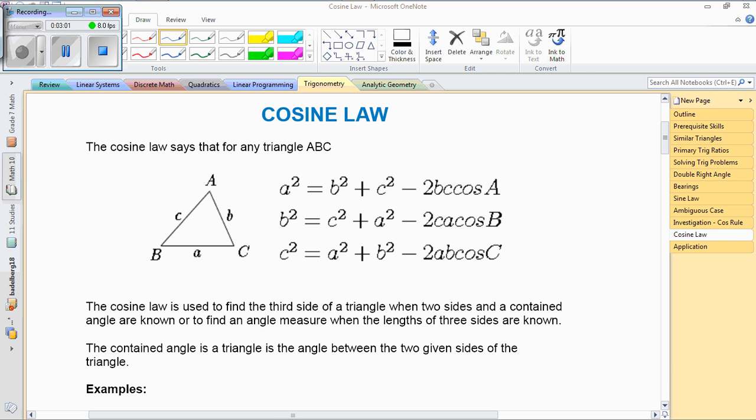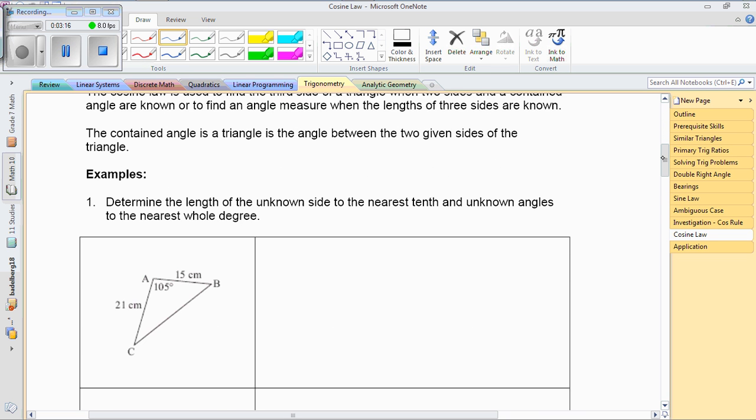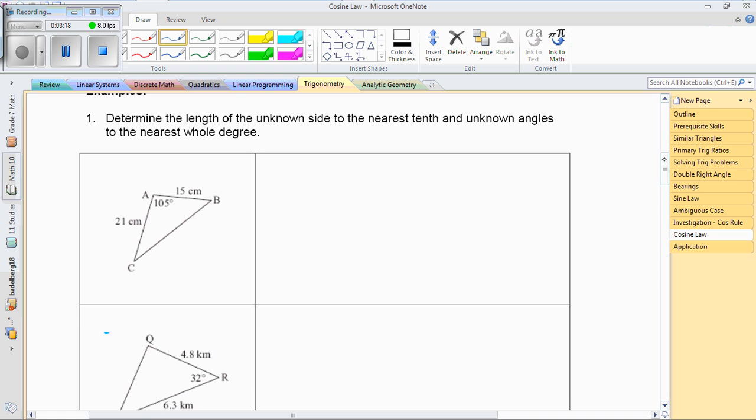We're going to now use that cosine rule that we just discovered to find the third side of a triangle when you know two sides and a contained angle, or to find the angle when you know three sides. So let's try and do this using some of the examples here. So the first example says to determine the unknown length. So remember that little a is across from big A, and if you need to label to help yourself with the formula, little b is across from big B, and little c is across from capital C.